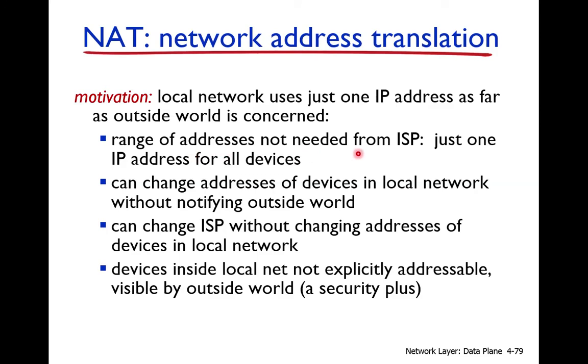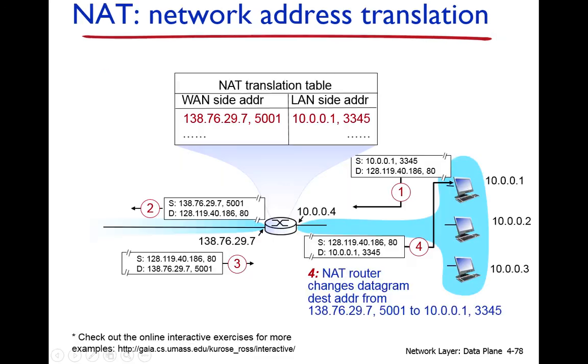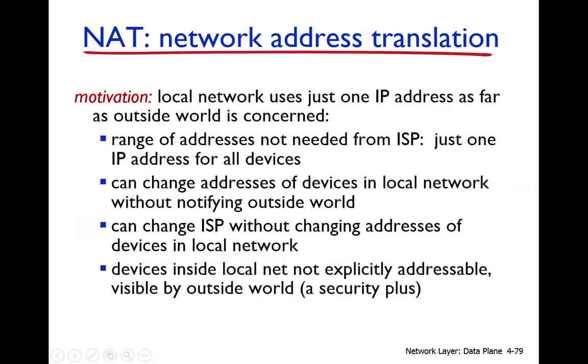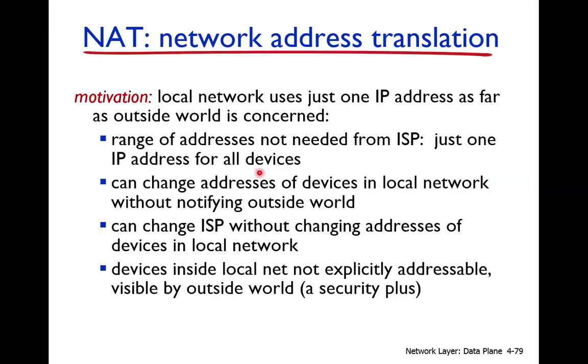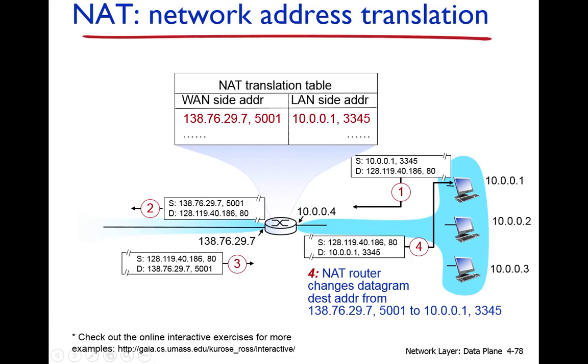A range of IP addresses is not needed from the ISP for the machines in the network. They use private IP addresses, not public IP addresses, and these addresses can be reused in another organization as well. This is called a private IP address. It is only known within the network. Just one public IP address is enough to represent the 4000 hosts in this organization.